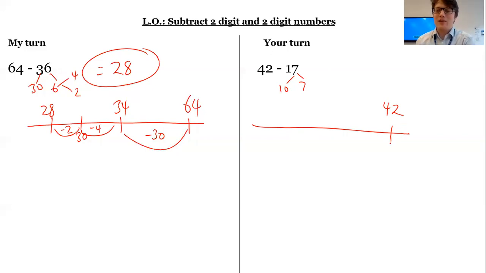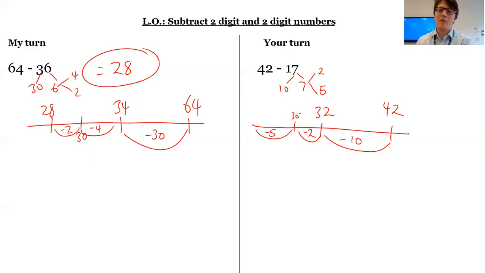Okay, so hopefully you started by subtracting that 10. 42 subtract 10 is 32. Now I've got to subtract 7, but again, look, 7 is bigger than 2, so I'm going to go to the nearest multiple of 10, which is 30, by subtracting 2. I've taken away 2, so what more do I need to take away to get to 7? Well, I need to take away 5. 2 and 5 make 7.